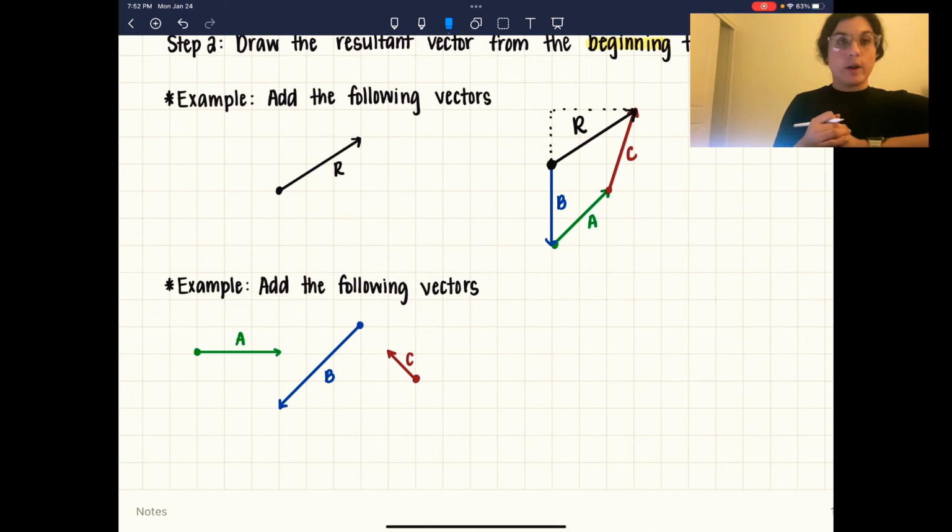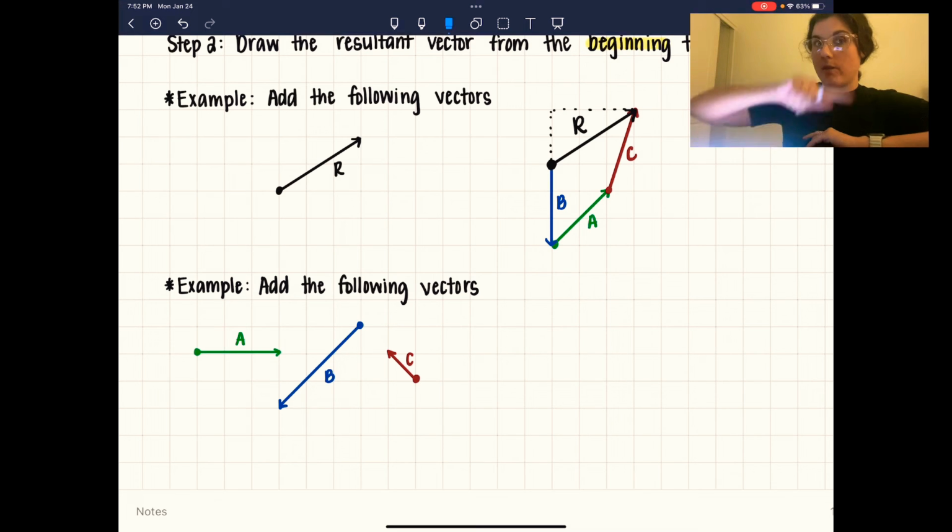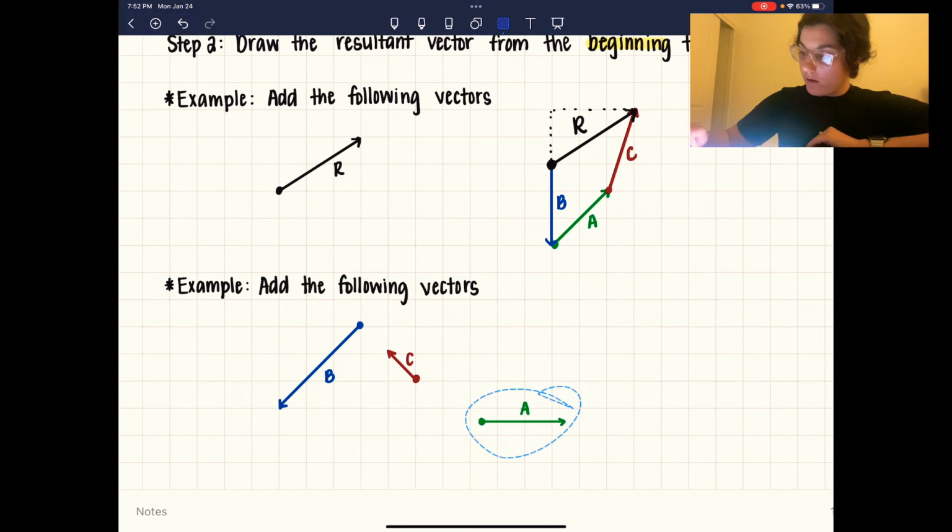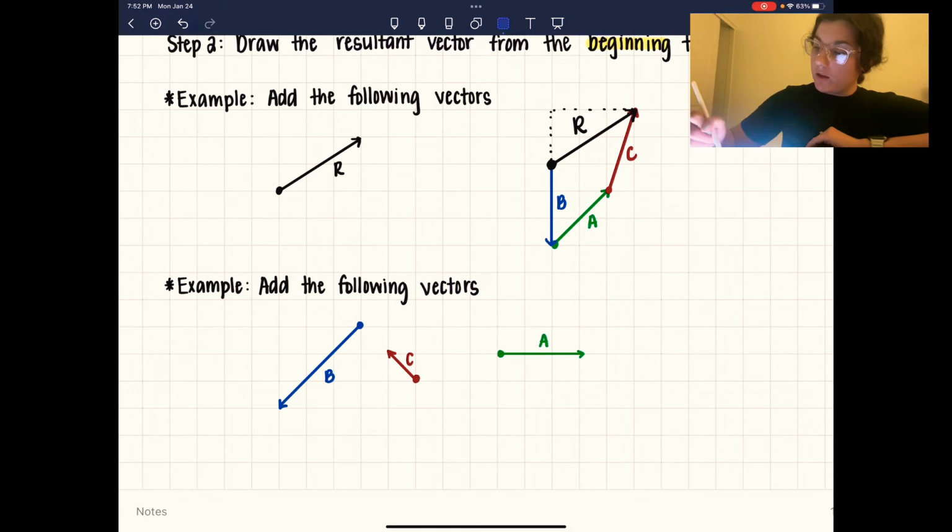We've got 3 new vectors, and again, I'm just going to arrange them from tail to head so that I've got one complete train of vectors. So let's just start with vector A here, I guess. I'm trying to make sure I've got enough room for all my vectors. And then let's start with vector B.